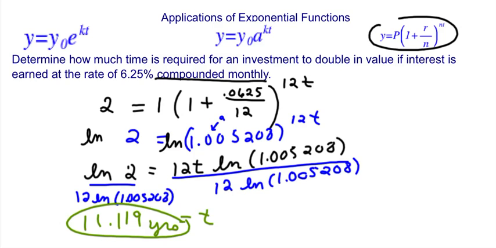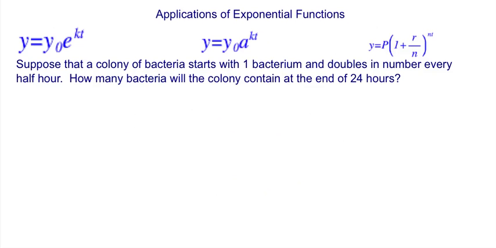Last one I'm going to go over before we call it a day. I'm going to go over one that you can solve two different ways. Suppose a colony of bacteria starts with 1 and doubles every half hour. How many bacteria will the colony contain at the end of 24 hours? There are actually two ways to do this. I'm going to solve it the way I've been doing it.